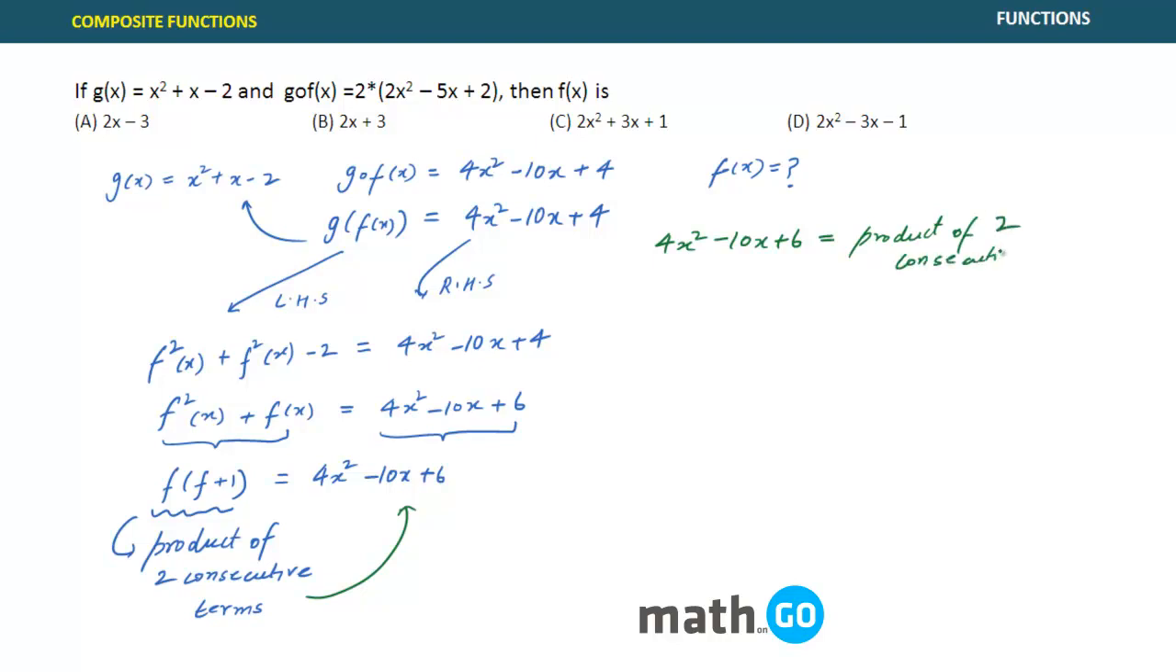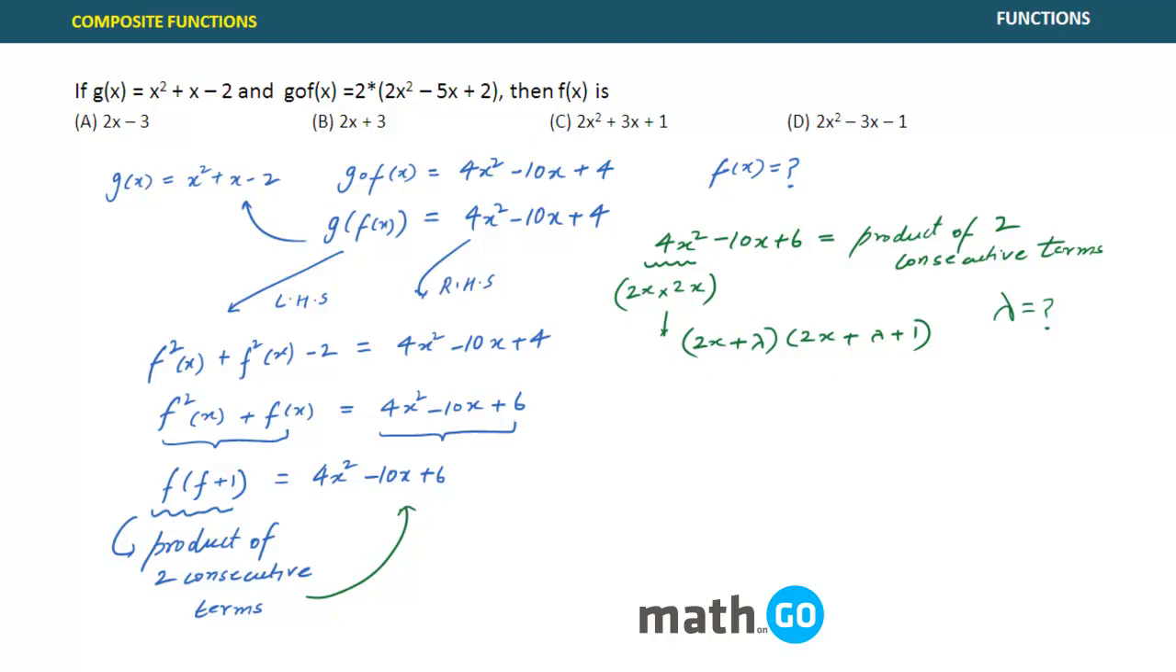Can you tell me how you will do this particular activity? Just think of it. Okay, so let's see, the highest degree term is 4x square. When will you get 4x square? When 2x and 2x are getting multiplied, right? So this is actually the hint here. So you will get something of, let's say, 2x plus lambda, and the next consecutive term would be 2x plus lambda plus 1. Can I say something like this? And if you find out the lambda here, then your answer is over. Right?